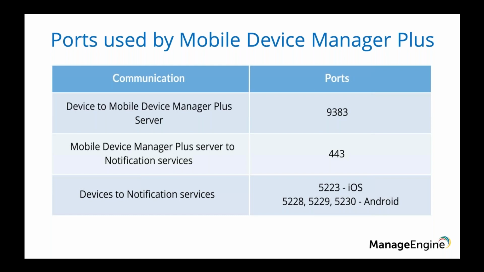But in case you are using the on-premise solution, then you'd have to make sure that the 9383 inbound port in your firewall is open, so that when the devices try to reach the server, it would be allowed through the 9383 port. And the other ports are by default open in most of the systems itself.